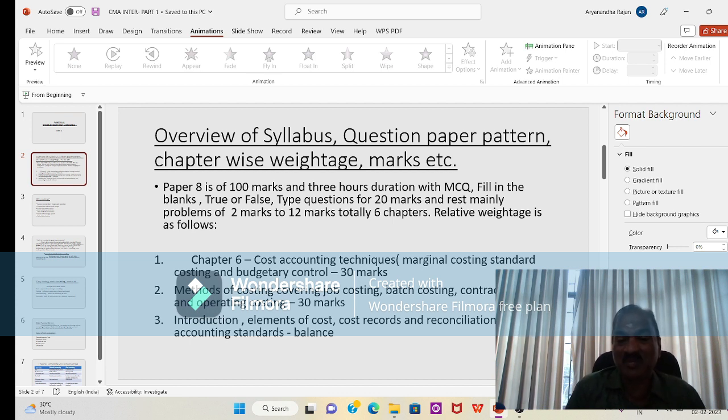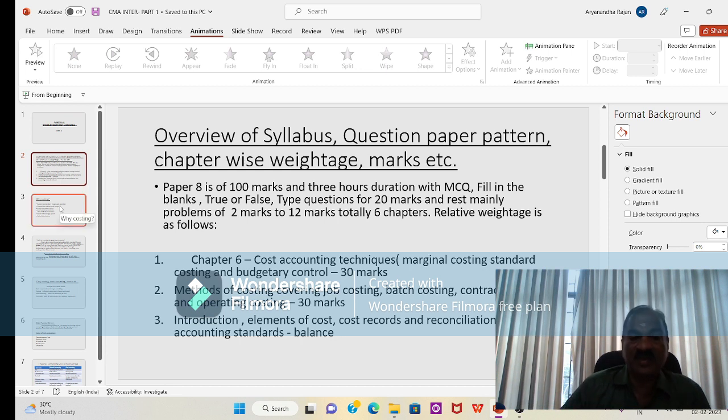There is a tip to study that also can be given. Accounting standards, cost accounting standards, that covers balance portion. 30 plus 30 plus 20, balance will be 20 only. That covers the balance portion. And from there, first chapter, only MCQ or true or false questions will be appearing. No problem part is there, covered under study note 1, chapter 1.